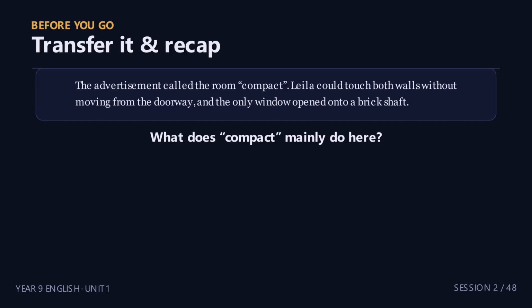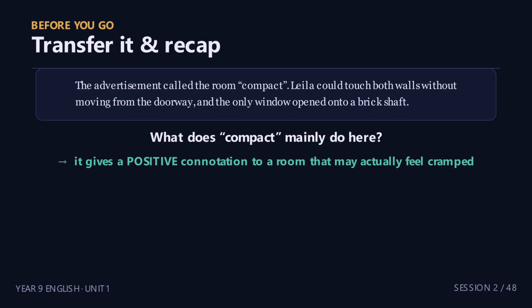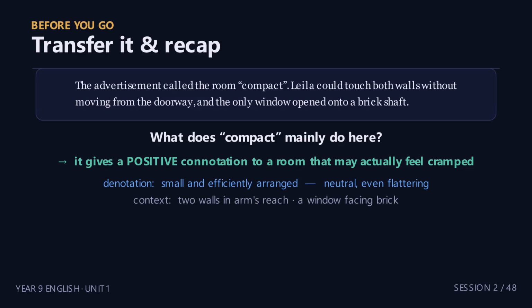It gives a positive connotation to a room that may actually feel cramped. The denotation of compact is small and efficiently arranged. That's neutral, even flattering. But the context, two walls within arm's reach, a window facing brick, tells you the advertiser is softening an unattractive feature. Compact isn't a lie. It's a choice. It doesn't prove the room is unsafe, it doesn't mean expensive furniture, and it certainly doesn't fold up. So your recap. Denotation is the dictionary, connotation is the coloring, and only context reveals it.